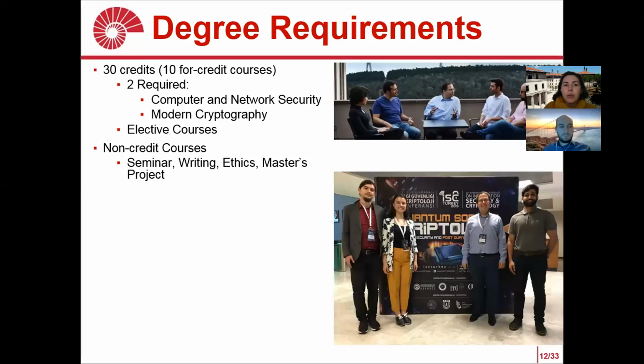In terms of the degree requirements, as I said, it's a non-thesis master. So this means that it's comprised of 30 credits, which are 2 required courses, one in computer and network security and one in modern cryptography. And then you have a choice of elective courses that you have to take over 3 semesters. I'm going to show on the next slide the variety of elective courses that are available. And then we have some non-credit courses, which are the seminar courses related to academic writing, ethics, and a final project.